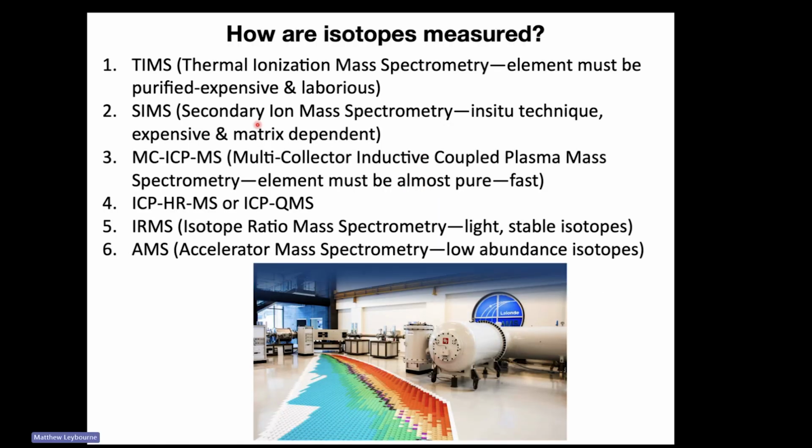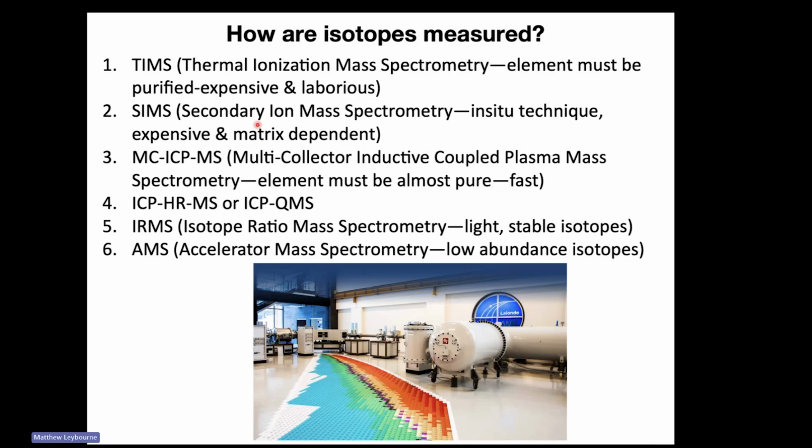So I just have one slide on how isotopes are measured because I teach a whole course in this, but we can have TIMS, which is thermal ionization mass spectrometry. We have SIMS, secondary ion mass spectrometry, multi-collector ICP-MS, so multi-collector inductively coupled plasma mass spectrometry. You don't need to know the acronyms. We can have ICP high resolution mass spectrometry or quadrupole mass spectrometry, IRMS, AMS. The point here is that they are all mass spectrometry because we need to measure isotopes at different masses because of the different number of neutrons.